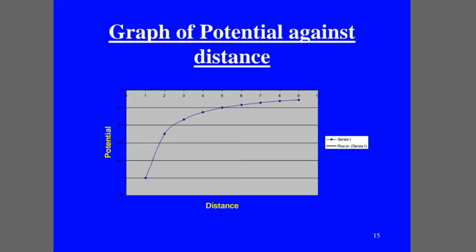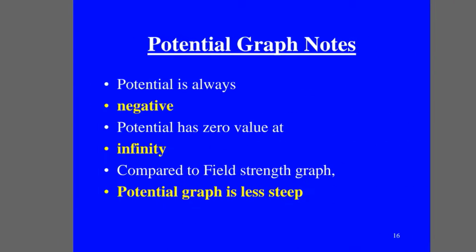Graph of potential against distance, where the distance d is taken along the x-axis and the potential is taken along the y-axis. As you see here, from minus 1 to minus 0.2, the graph steadily increases. The dotted line is series 1, the straight lines are given by power series 1. Then go down the slide.